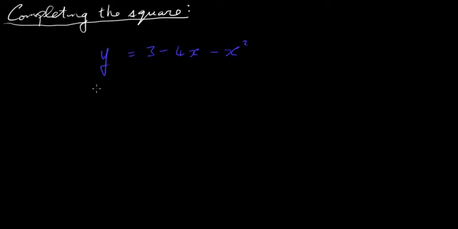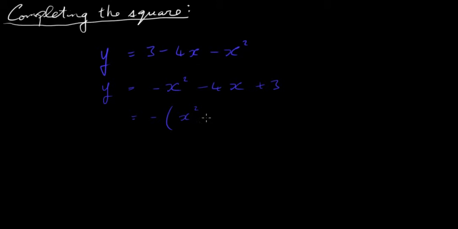So normally what we do is, well, what I'm going to do first actually is just rewrite it. So I'm just going to put the x squared first. It's actually a minus x squared. There's a minus 4x and there's a plus 3. Now you've got to remember here that the coefficient of your x squared needs to be 1 first of all. So what I'll do is I'll just take this minus outside a bracket here.